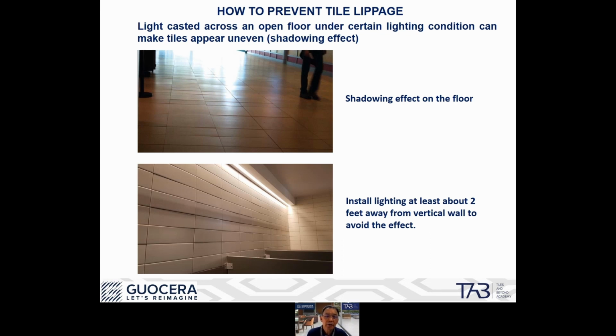If you were to install the lights next to the wall like this, you can see that the effect of leakage is really bad. To minimize this on the wall, you can place the light about a few feet away, to minimize the leakage effect from the shadowing effect.